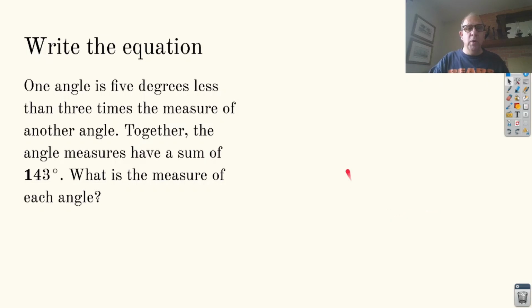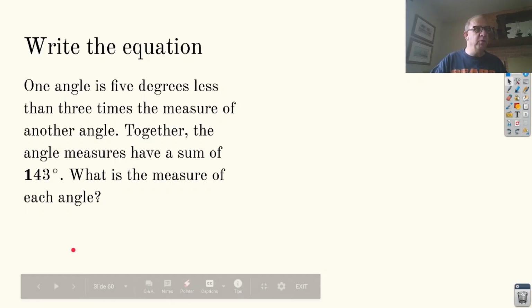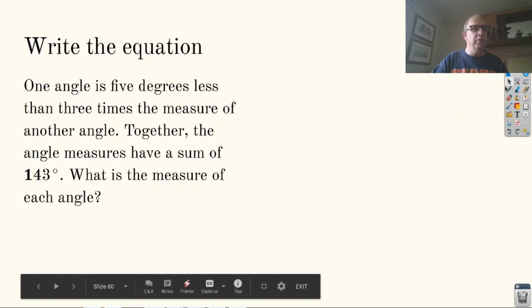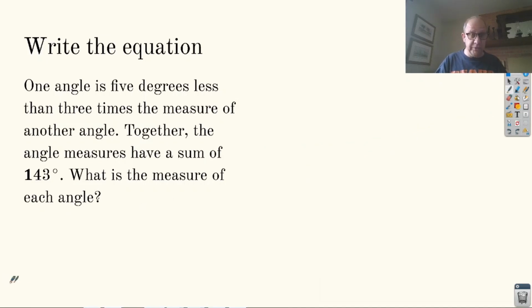One angle is 5 degrees less than 3 times the measure of another angle. Together, the angle measures have a sum of 143. What is the measure of each angle? So we have two angles, right? And if we add them together, they are 143 degrees. A lot of times doing stuff backwards makes it easier. So I got an angle, and that's 143 degrees.